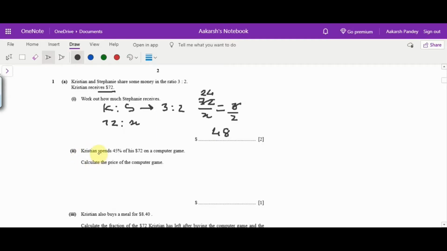Next, Kristen spends 45% of his $72 on a computer game. What is the price of the game? So 45%, when we have to convert it into a fraction, we just divide by 100, because percent means out of 100. So 45 out of 100 of $72. This turns out to be $32.4. So the answer is 32.4.